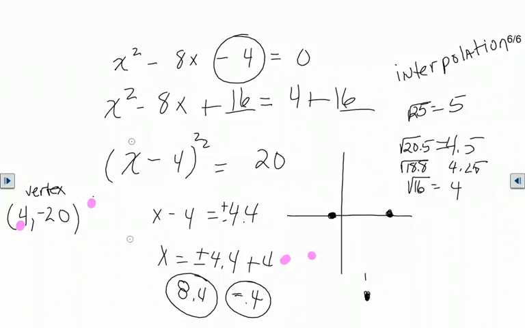And I'll just use my finger then. And negative 4 would be right there. And does everything line up? That's another thing you need to ask. Does everything line up? Yes.